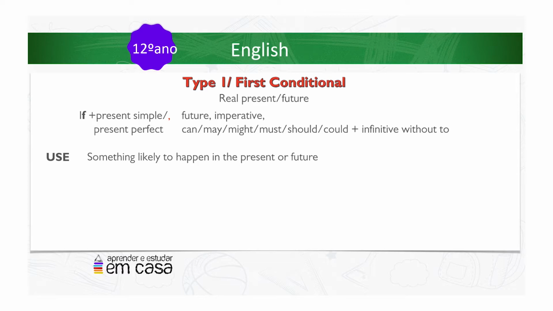Different from zero conditional, where we saw that it has to happen, in the first conditional it's likely to happen. Okay? For example, if you use your gadgets all the time, you will waste a lot of time. Okay? Because when you use gadgets, we forget about the world. So the result of using our gadgets a lot is likely to waste time.